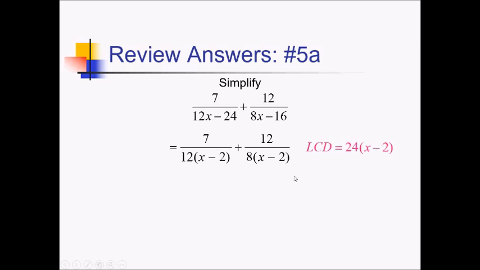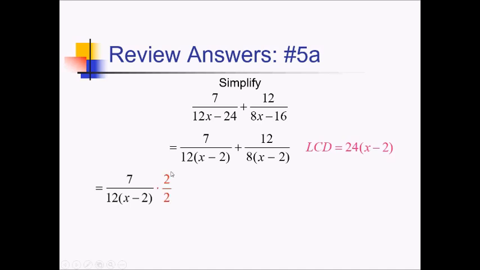Since the x minus 2 appears at most once in each denominator, that's why we only have x minus 2 here rather than x minus 2 squared or anything like that. Now that we've got the LCD, we're going to multiply each fraction by whatever it needs to get us this LCD in the denominator. So for my first fraction, I've already got the x minus 2, but this 12 needs to be a 24. So to get that, I'm going to multiply by 2 over 2.